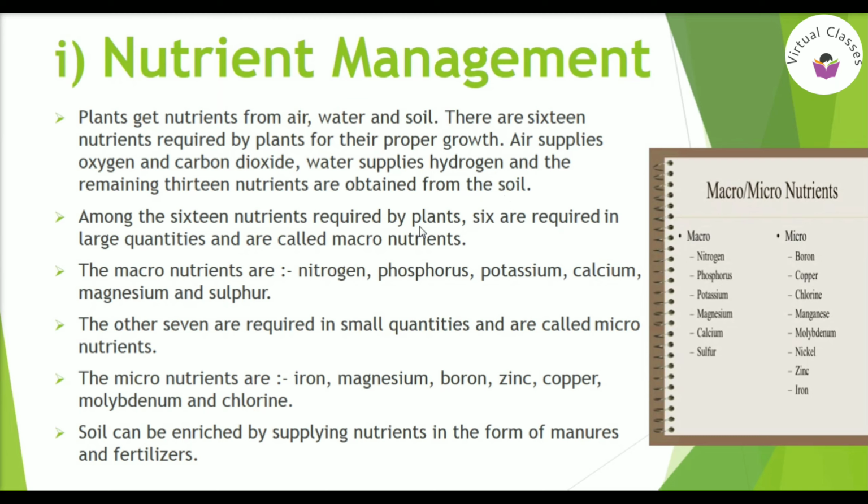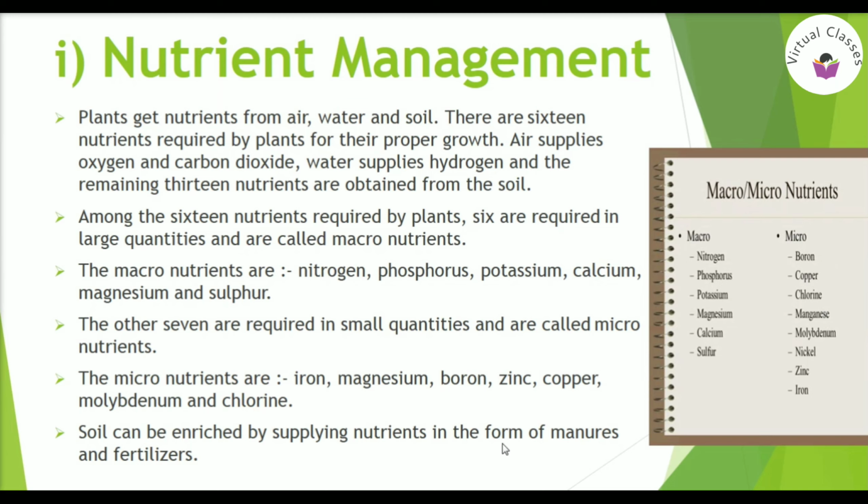Among the 16 nutrients required by plants, 6 are required in large quantities and are called macronutrients, for example, nitrogen, phosphorus, potassium, magnesium, calcium, and sulfur, etc. The other 7 are required in small quantities and are called micronutrients, for example, iron, magnesium, boron, zinc, copper, molybdenum, and chlorine.